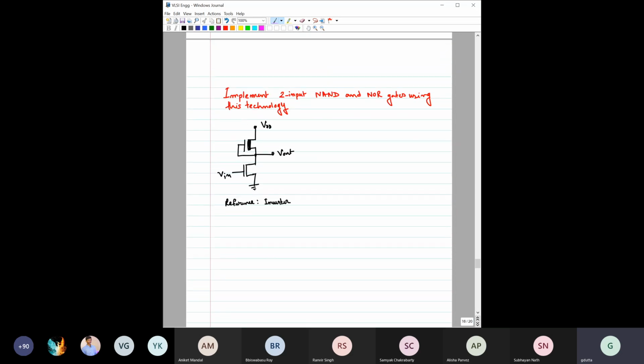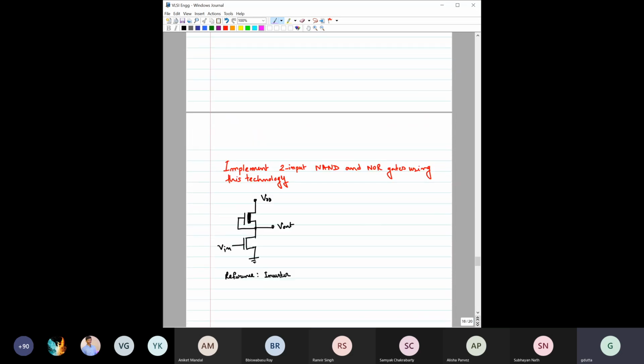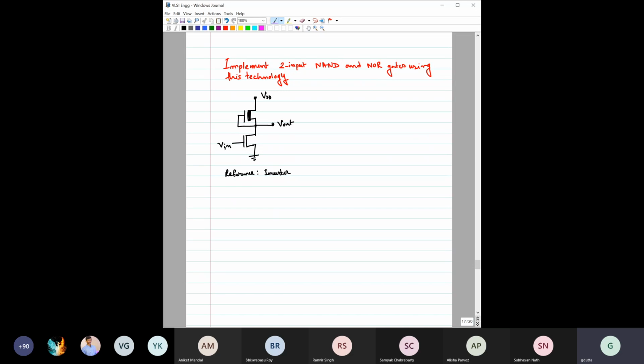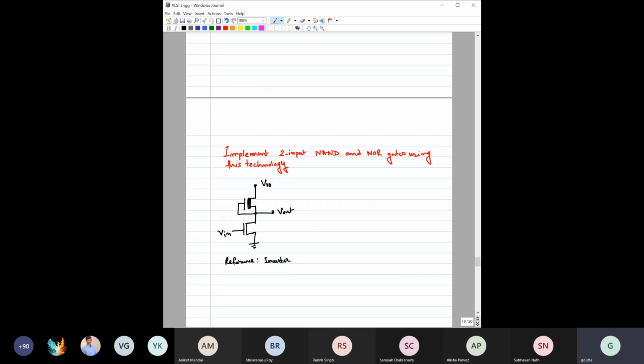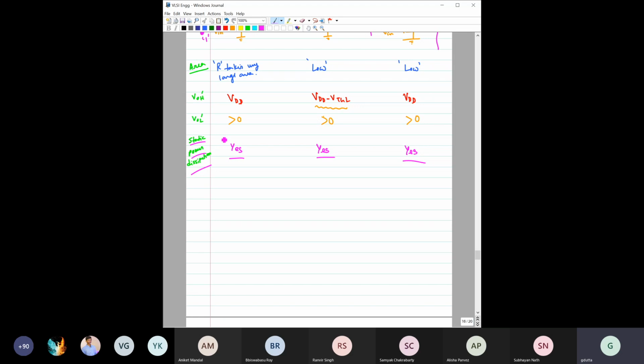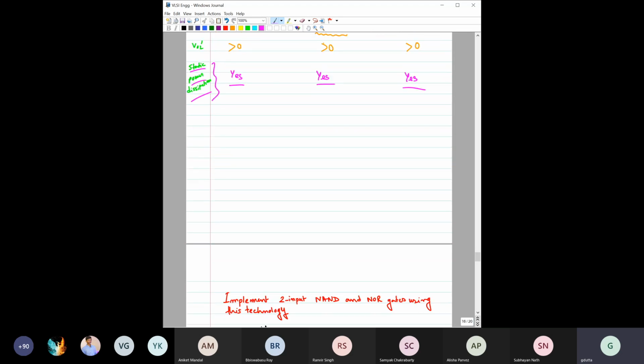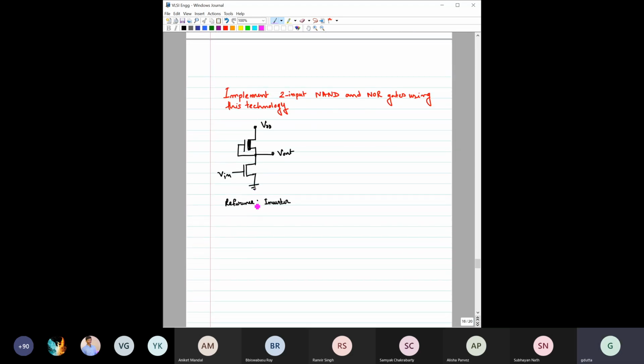Okay, but I forgot one thing. Before we go to the point where we can think of reducing the static power dissipation, let us consider one more thing.